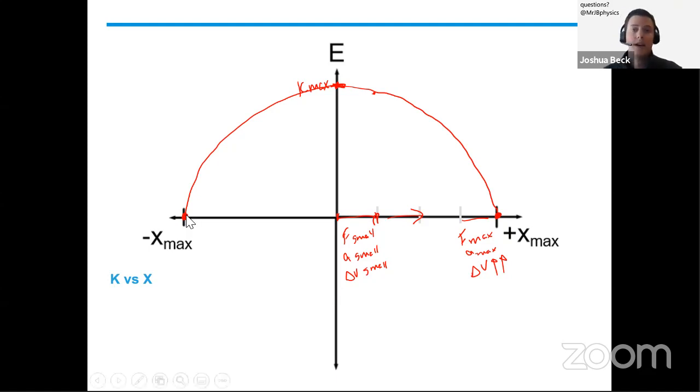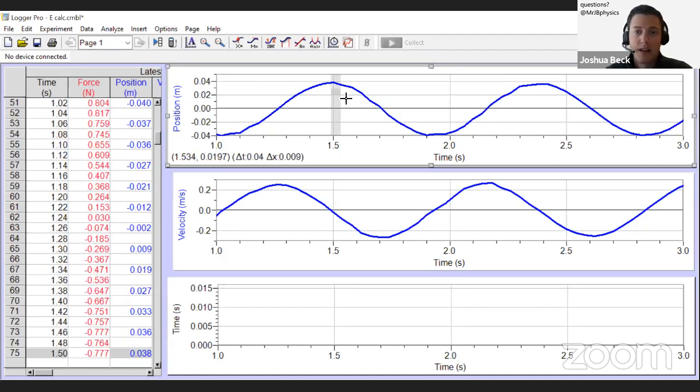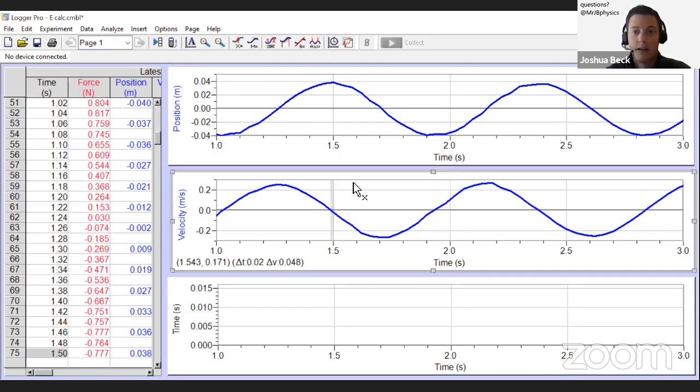Okay, now in order to check this, I'm going to go back to the graphs we just made. Here we've got position, and this time as a function of velocity. So this was oscillating up and down, position as a function of velocity. So you can see, I'll just highlight here, that when it's at a maximum position right here, the velocity is 0. That's what we would expect to see.